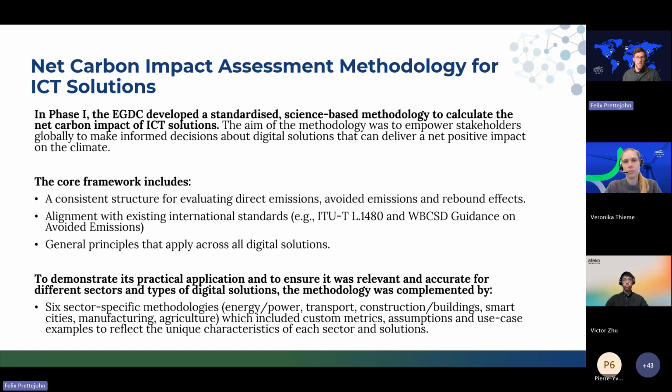It's aligned with international standards. It was based on and developed from the ITU L1480 recommendation and developed in alignment with WBCSD guidance on avoided emissions.